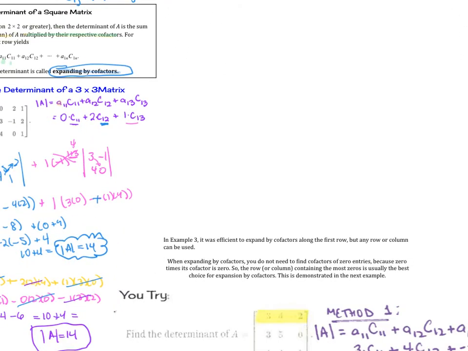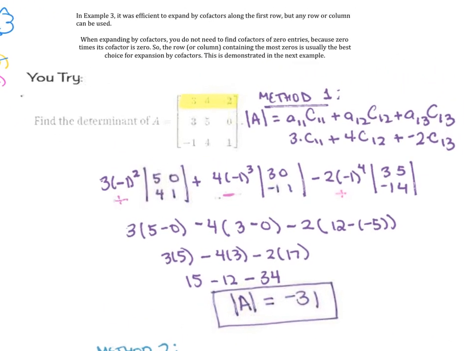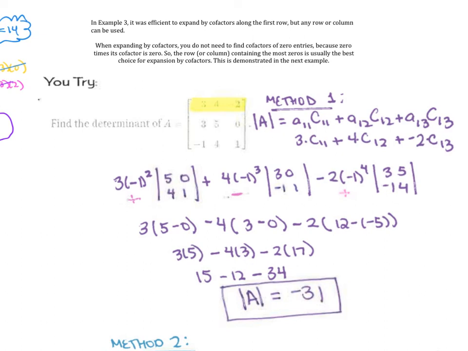So if you tried it out, method 1, so if you expanded by cofactors, you would write this out first of all. You would write the A11 C11 plus A12 C12 plus A13 C13, and then the A is 3, so 3 times C11 plus 4 times C12 plus negative 2 times C13. And then you write the number here, 3 times the negative 1 to the 1 plus 1, that's just squared, right? So that's one way to rewrite that.